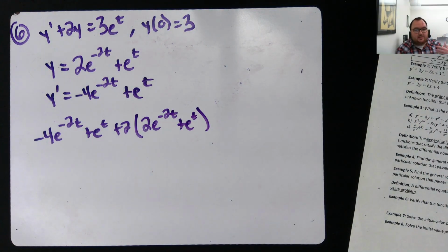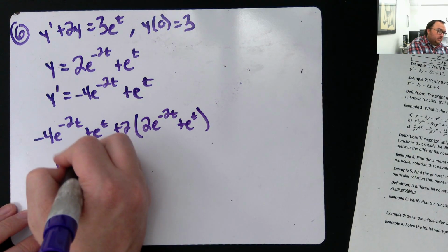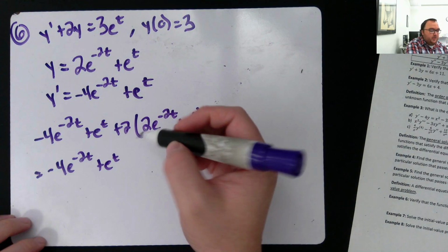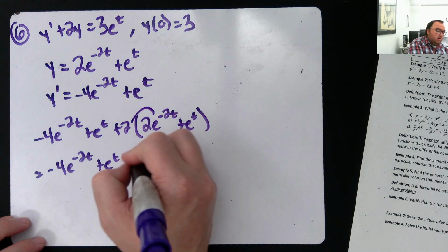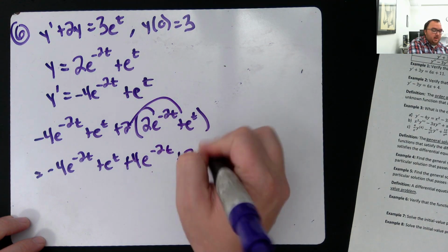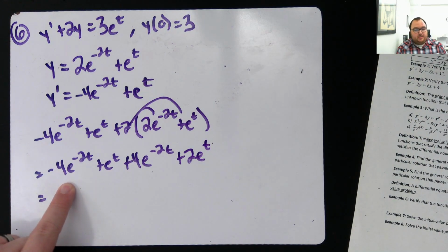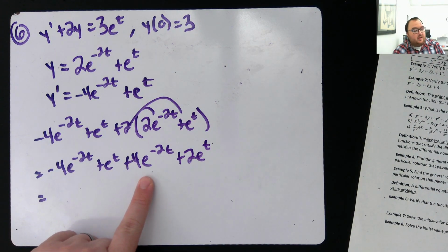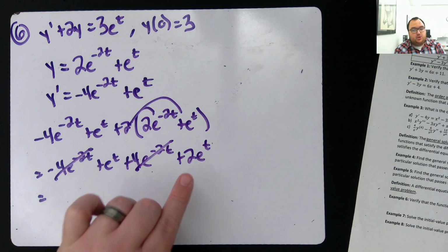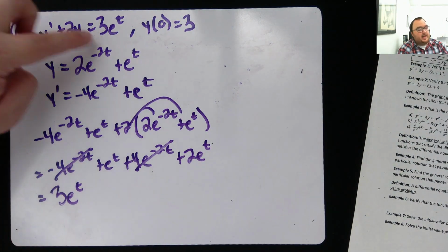Let's simplify this, see what happens. First part, nothing changes. Distribute the 2, so plus 4e to the negative 2t plus 2e to the t. Negative 4e to the negative 2t plus 4e to the negative 2t cancels out. e to the t plus 2e to the t is 3e to the t, which is exactly what I wanted.